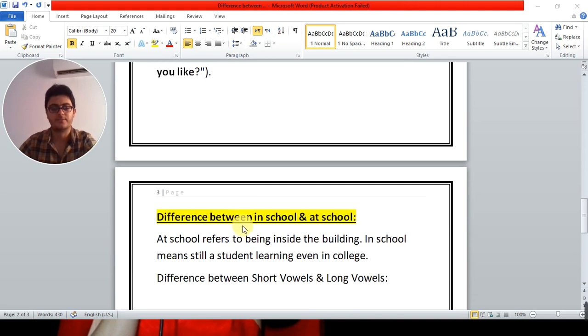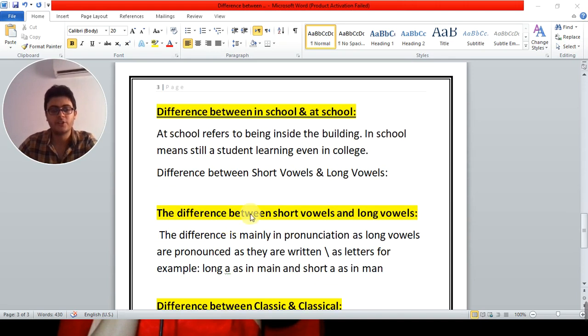This is the difference. Let's move on to differentiate between in school or at school. Sometimes when you are writing an essay or a paragraph and the word school is mentioned, you are confused which is correct. I use in school or at school. Actually, there is a difference between both prepositions. Let's see. At school refers to being inside the building, but in school means you are still learning and you are still a student, even if you are in college.